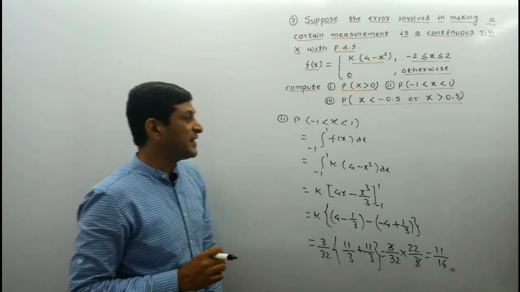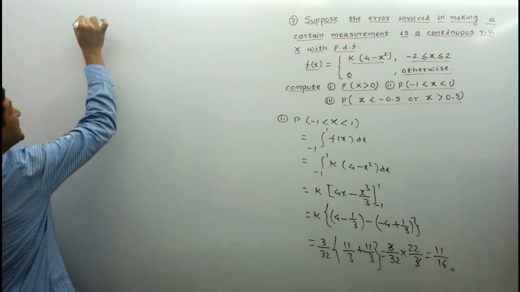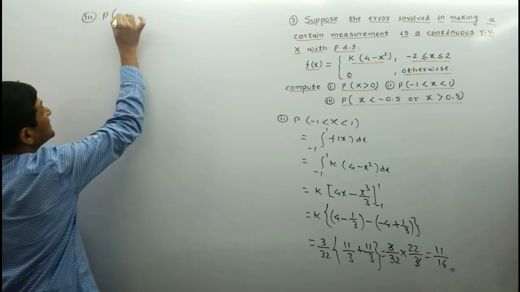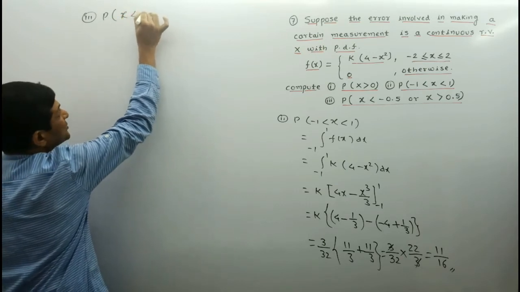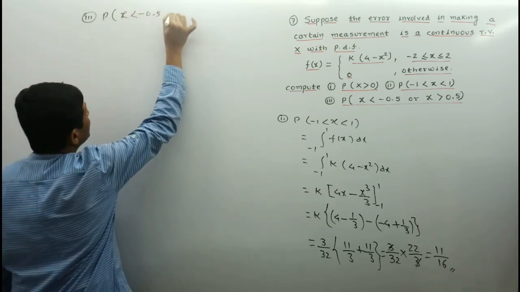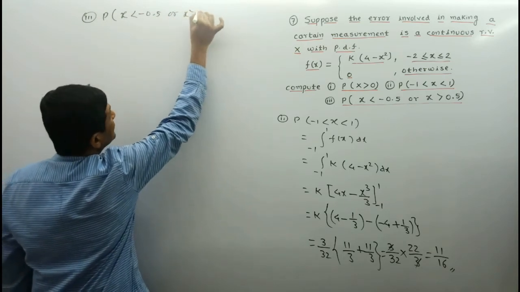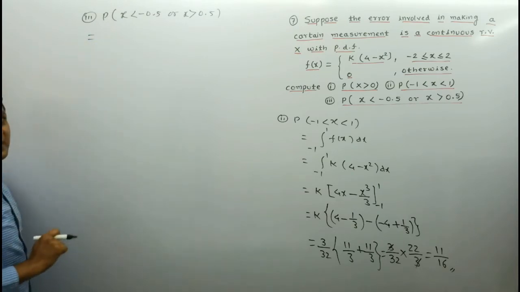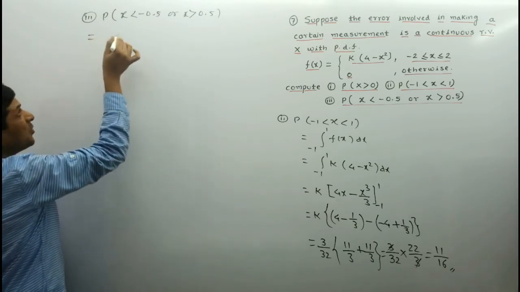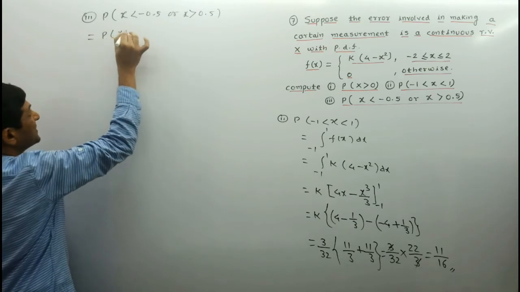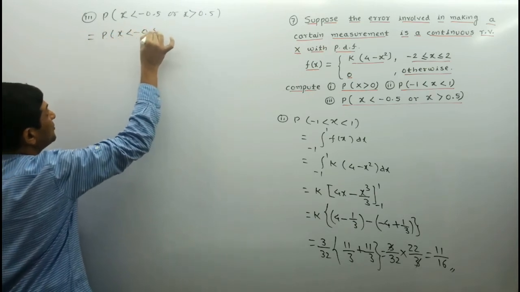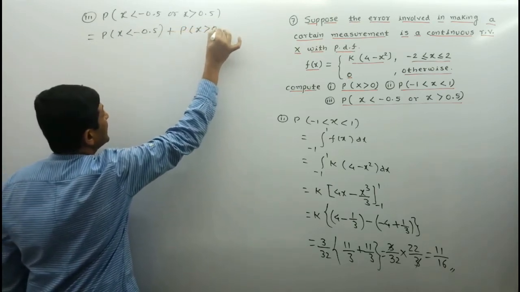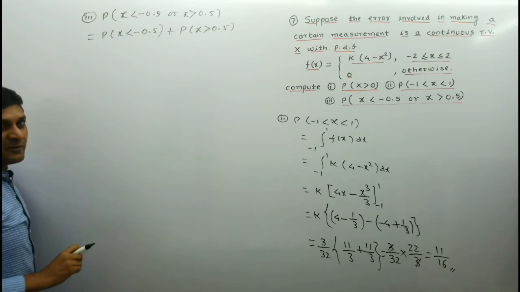Lastly, let us find the last part of this example, means here we have to find the probability when x is less than -0.5 or x is greater than 0.5. So which is equal to, here two parts are connected by or, means in the first part we have to find x less than -0.5, or means plus P of x greater than 0.5. So this will be our required probability.